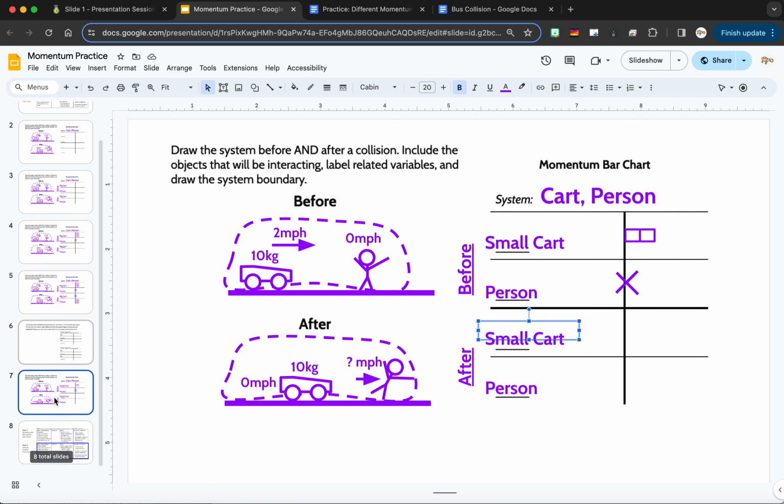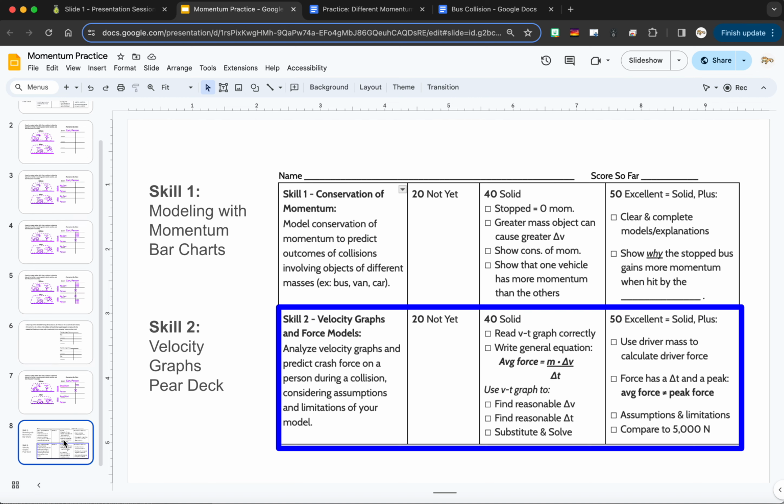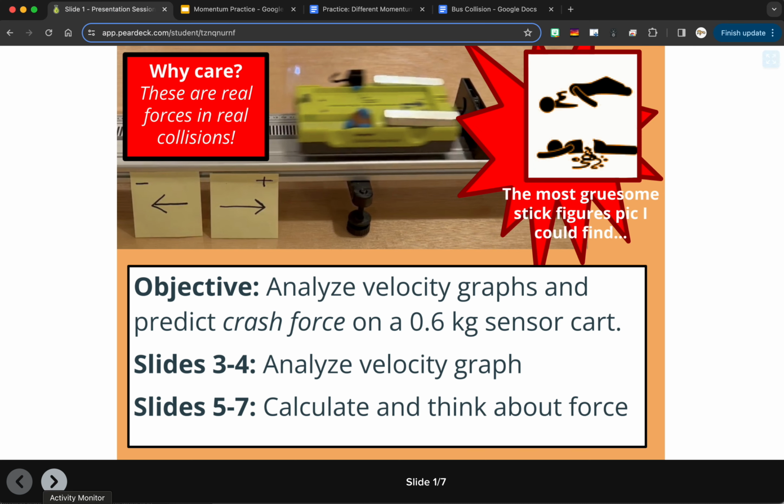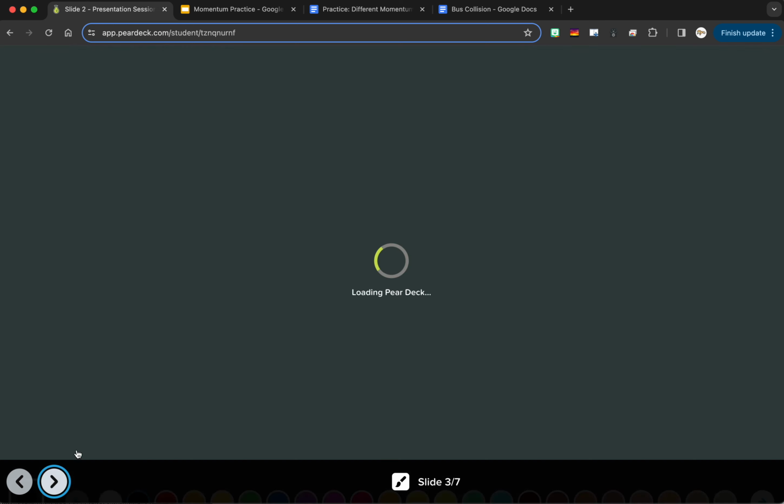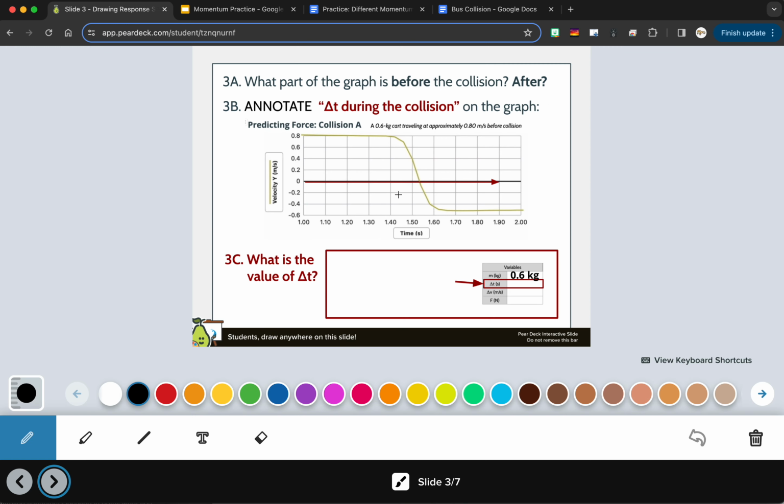That's the basics of skill 1. And the next video linked here is going to be about skill 2, which is going to take you to this velocity graphs pair deck. And we're going to figure out how to use this equation, and we're going to figure out how to analyze graphs like this.